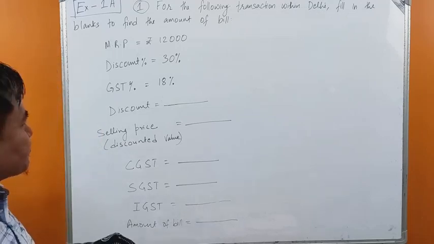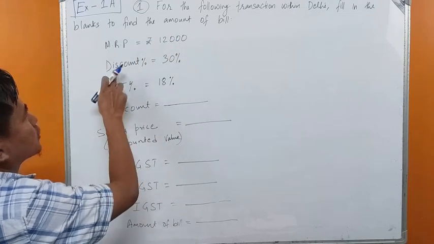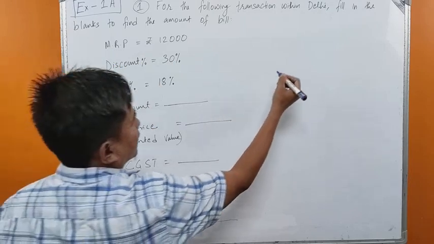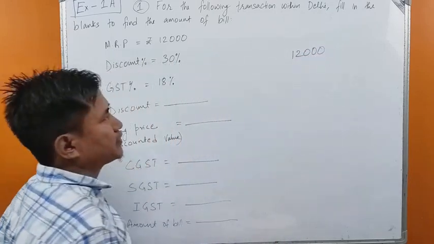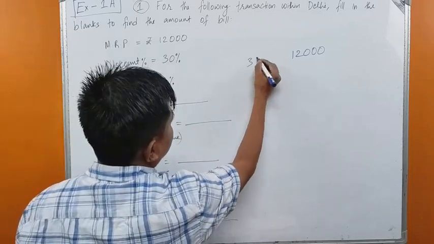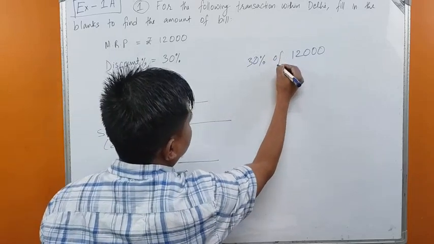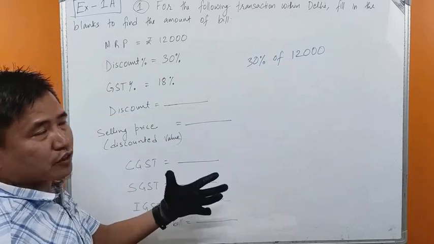Now MRP is 12,000. Discount is 30%. So what will be the amount of discount? MRP is 12,000 and the percentage of discount is 30%. Okay, so the amount of discount will be 30% of the MRP. 30% of MRP will be the amount of discount, isn't it?